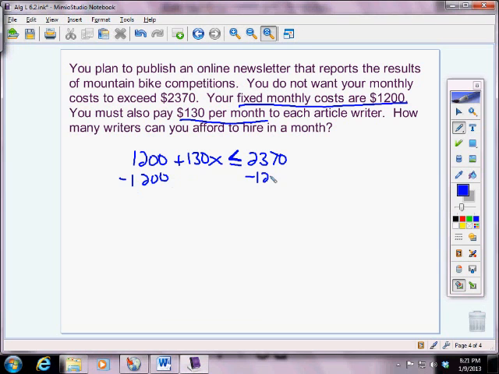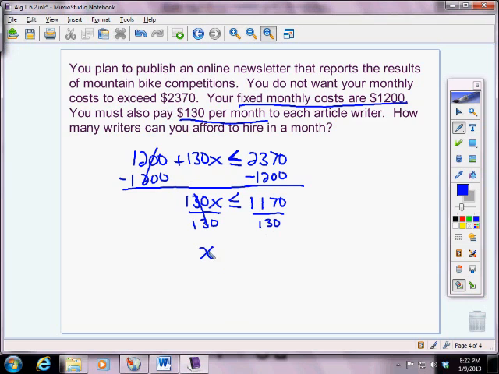We're going to subtract 1,200 from each side. Always double check to make sure these do cancel. You bring down, since this is a plus sign, a positive 130x. Didn't do anything multiplying or dividing, so I'll just bring down my less than or equal to. And if you do this, we get 1,170. Divide both sides by 130. 130 divided by 130 is 1x. 1,170 divided by 130 is 9.